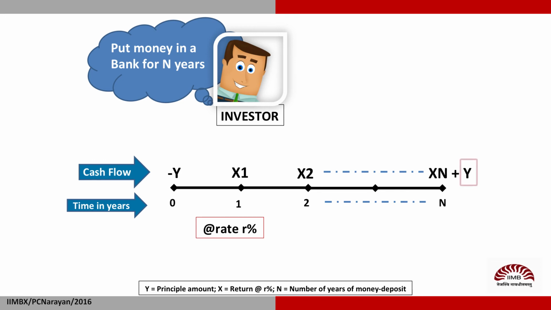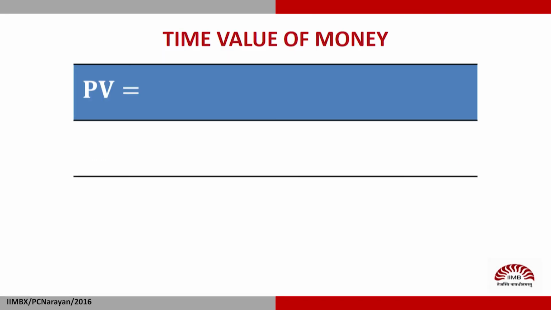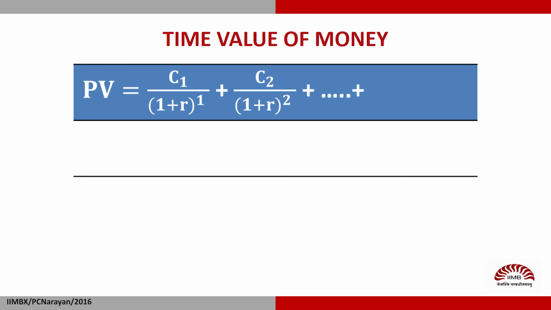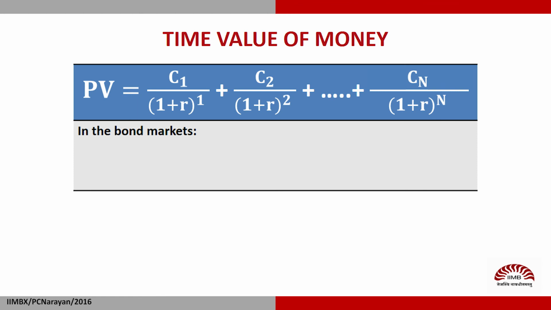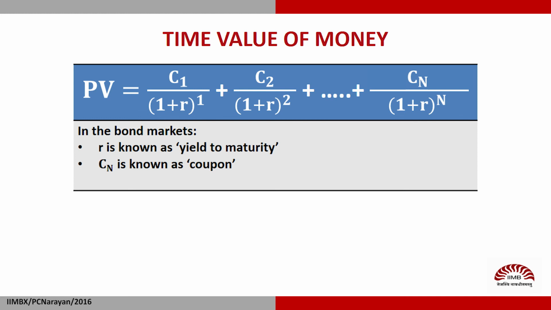Now if you were to present this in the form of a time value of money equation, the present value is equal to the cash flow in the first year divided by 1 plus r to the power of 1, the cash flow in the second year divided by 1 plus r to the power of 2, and so on and so forth until year n. This is the time value of money equation that forms the basis for bond pricing. The r in the denominator in the bond markets is known as the yield to maturity, and the C1 to Cn is known as the coupon.